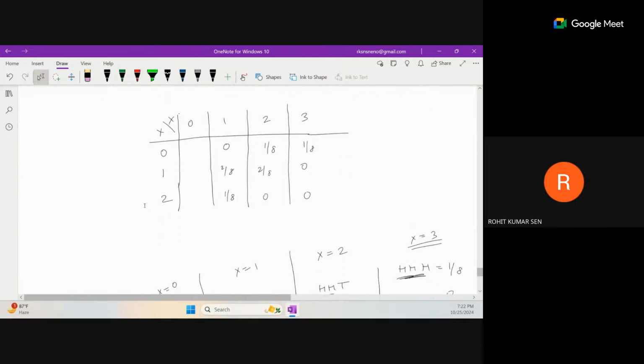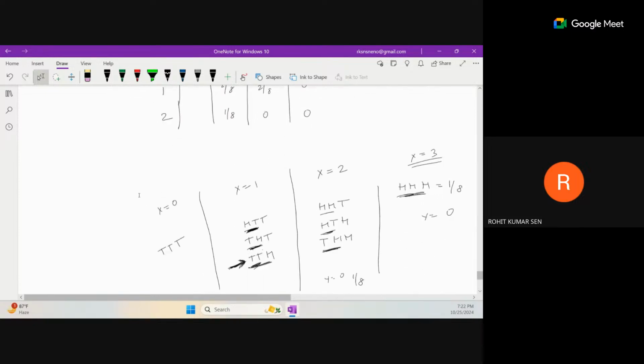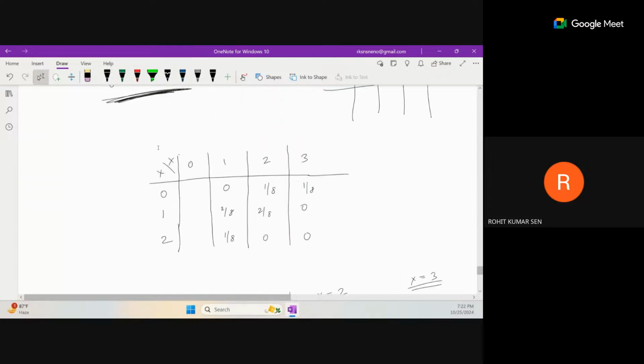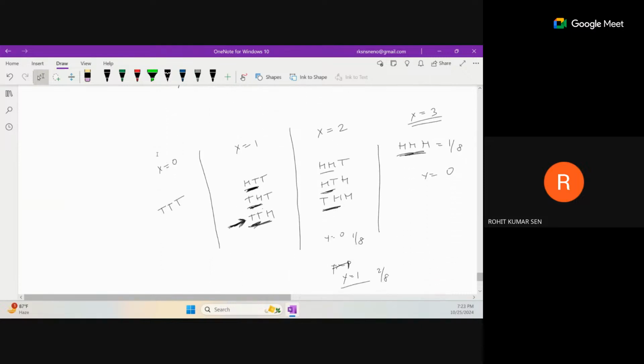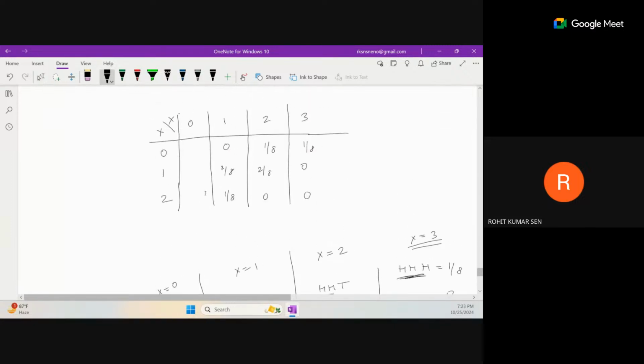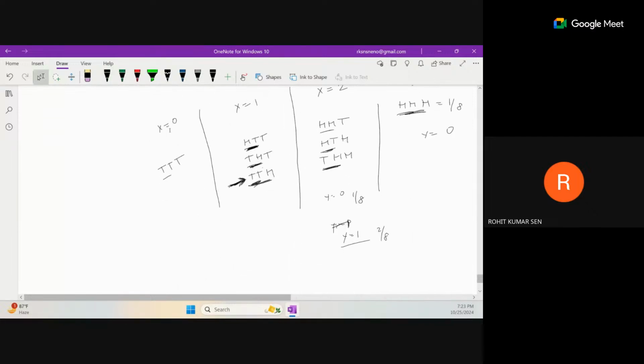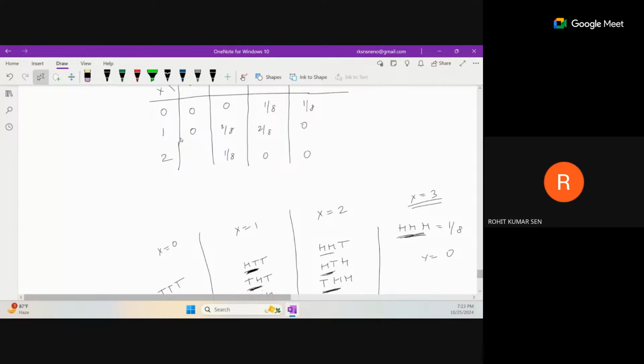Okay, now we will see for x is equal to 0, meaning no heads. The first condition is satisfied here, and the second condition is y is equal to 0. y is equal to 0 means what? No tails. You see, you have two tails here, right? So what is the probability? 0. Here, x is equal to 0, you have two tails here. So what is the probability? 0.